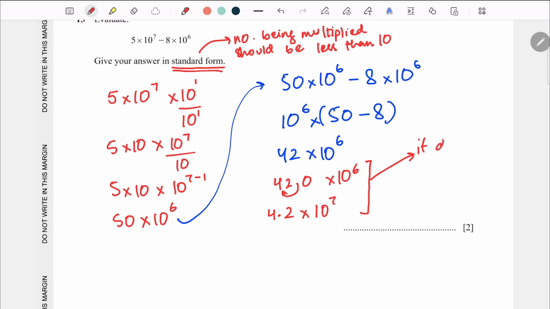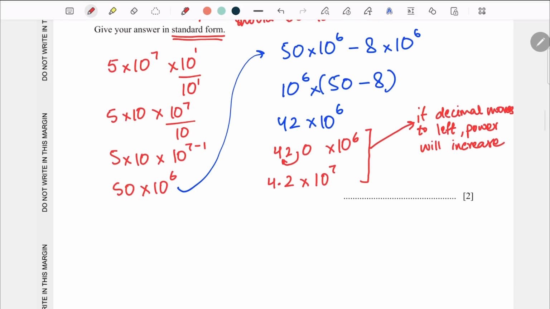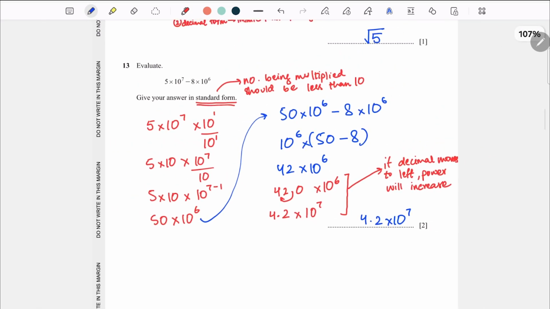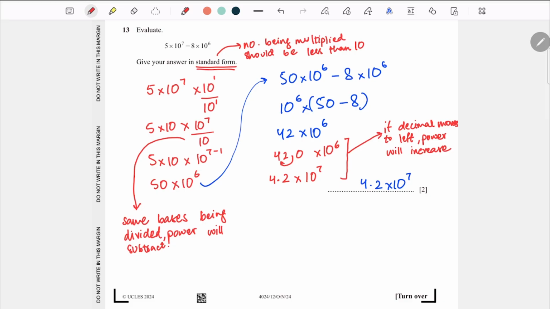So if the decimal moves to the left, the power will increase by 1. So the final answer will be 4.2 × 10^7. And this is our standard form. So in this question, there were two major rules that we were using. First rule was if same bases are being divided, the power will subtract. And the second rule was that if the decimal moves to the left, the power will increase.